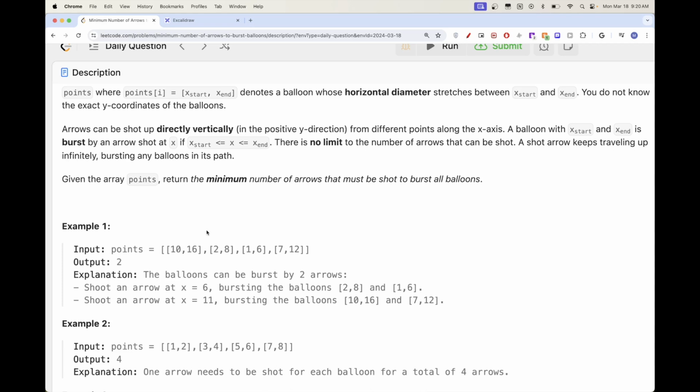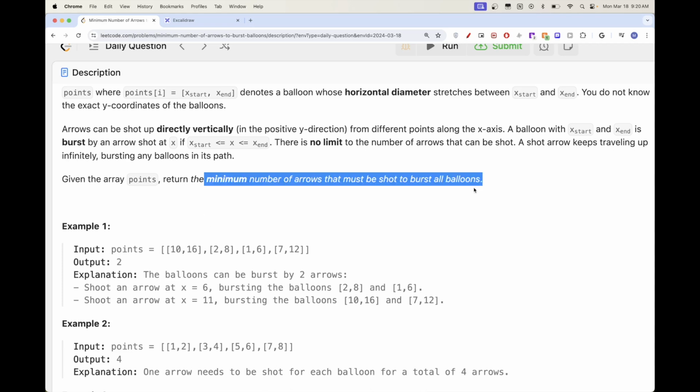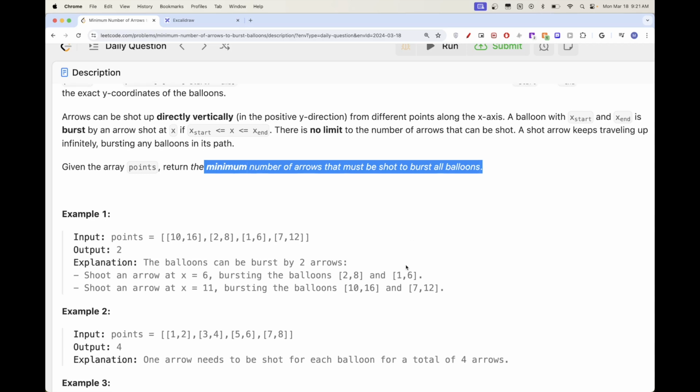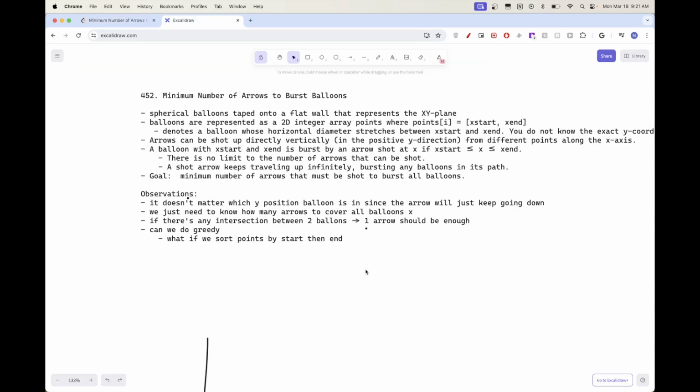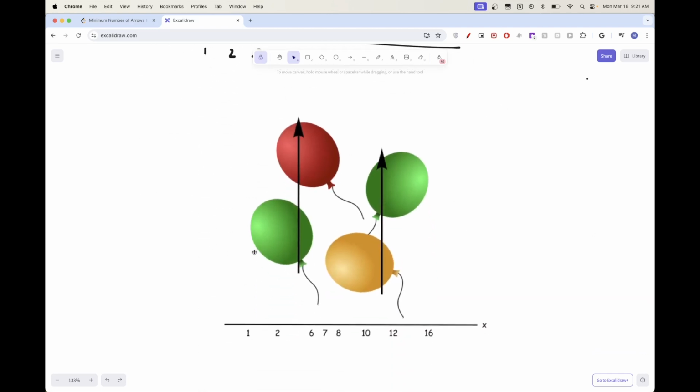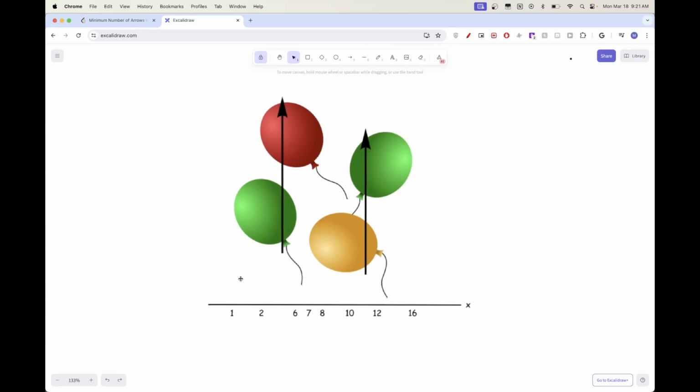And the goal of the problem is to return the minimum number of arrows we can use to burst all the balloons. Okay, so now the first thing, let's look at just what this will look like. Just to clarify, I saw this in the Leetcode discussion, and I think it's a helpful drawing. Basically, you have the balloons represented on an x-axis like this here.